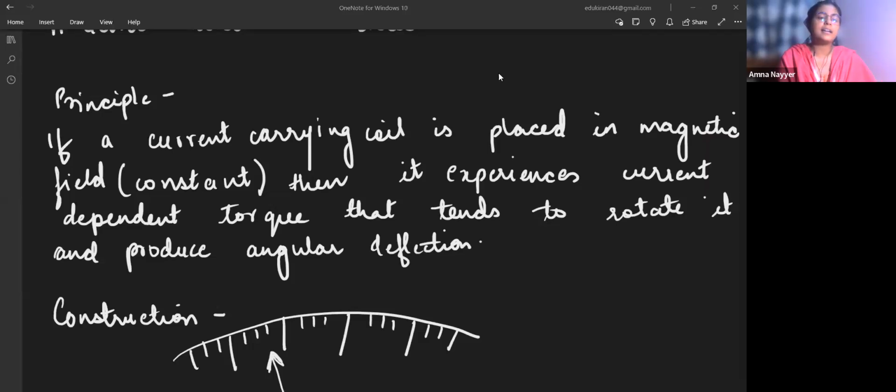Now talking about the principle of it. See, what is written? If a current carrying coil is placed in magnetic field, then it experiences a current dependent torque that tends to rotate it and produce angular deflection. Let's see this later. First understand the structure, then you'll be able to figure the principle out.